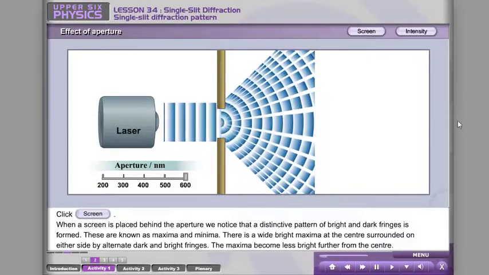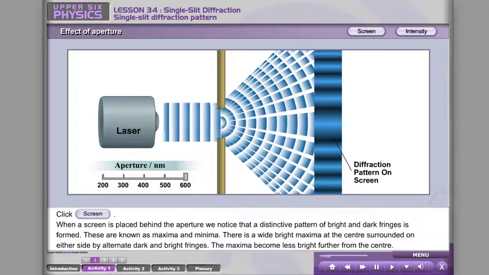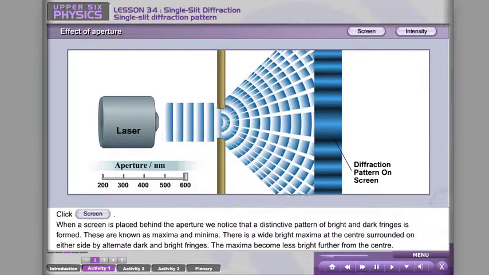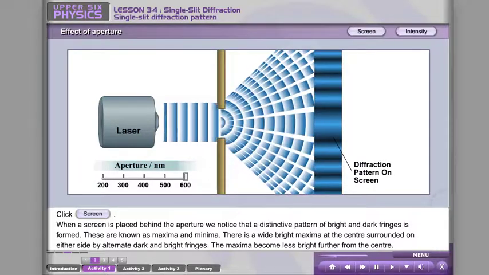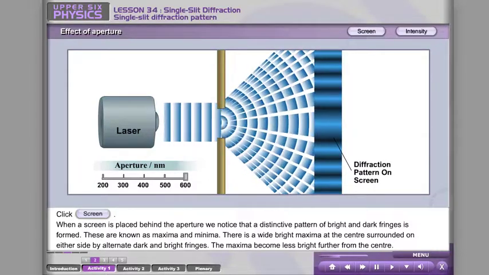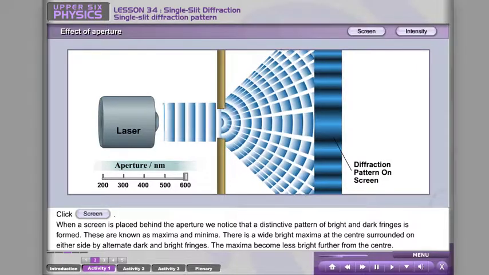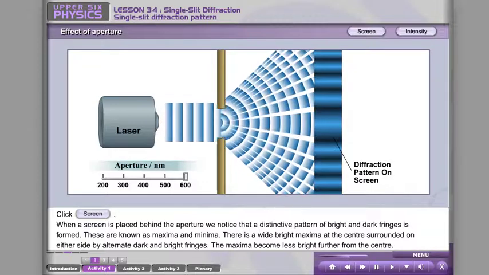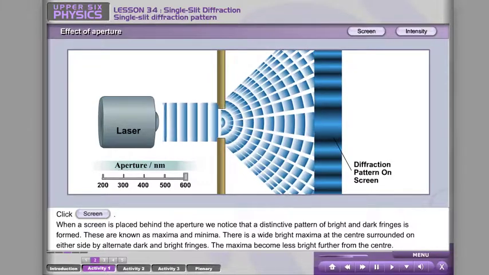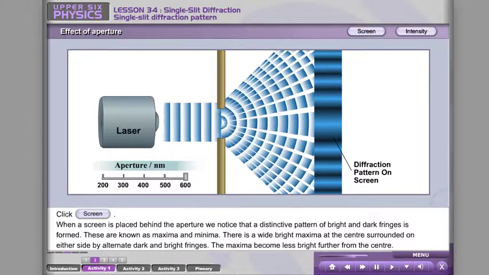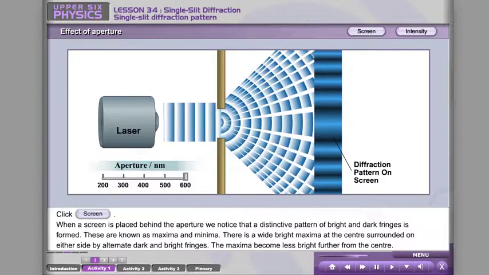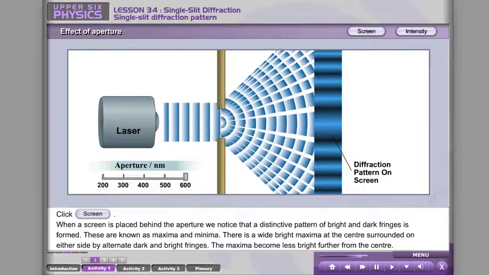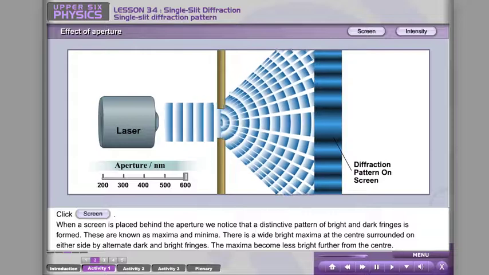Click the Screen button. When a screen is placed behind the aperture, we notice that a distinctive pattern of bright and dark fringes is formed. These are known as maxima and minima. There is a wide, bright maxima at the center surrounded on either side by alternate dark and bright fringes. The maxima become less bright further from the center.